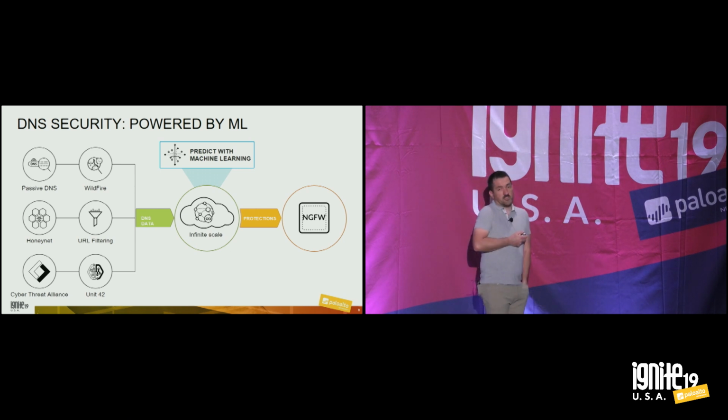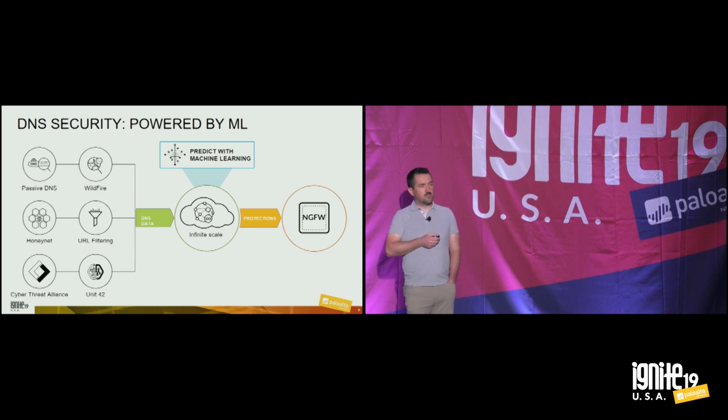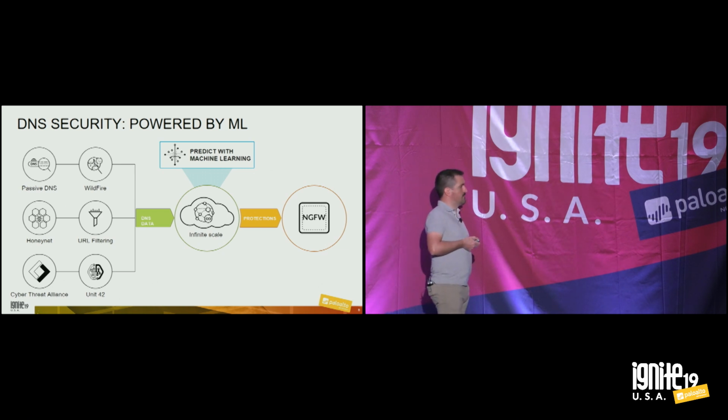Wildfire, of course, is a great source of all of that information. Every sample we analyze with Wildfire, if we identify command and control, we'll add these domains as well to the service. URL filtering, of course, malicious websites that we identify are added to the service if they're domain-based. If it's URL-based, it's a little bit tricky, of course. We have intelligence sharing with industry peers through the Cyber Threat Alliance. And then, of course, our Unit 42 research team also provides us information there.